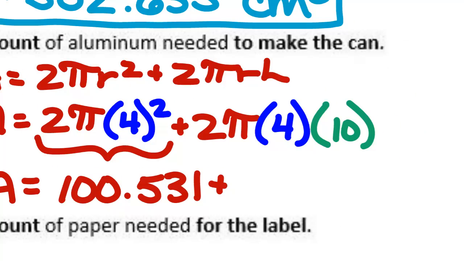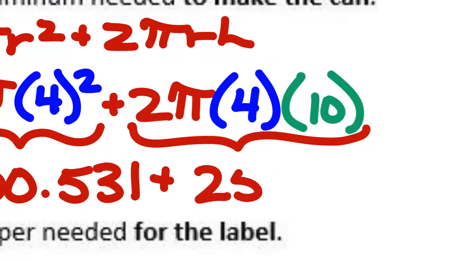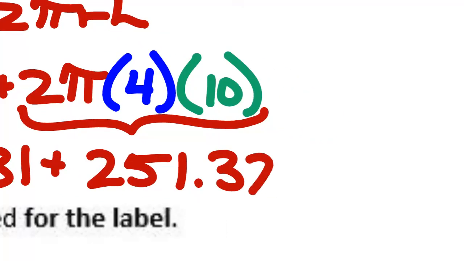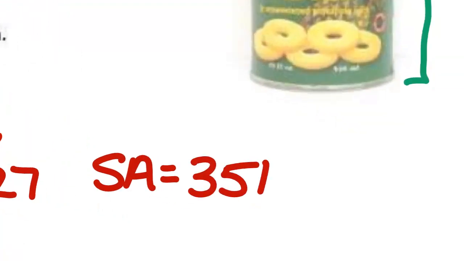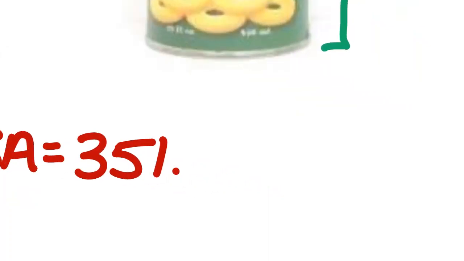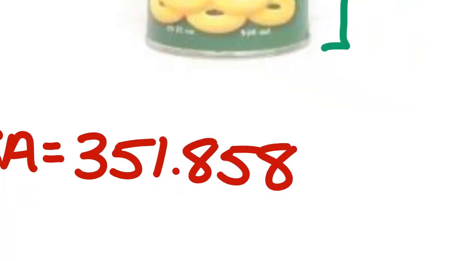100.531 plus the lateral area, the body of the cylinder. 251.327. Yep, came out to be different. And then we add those two together to get our total surface area. So my total surface area would be 351.858 units. Centimeters squared.